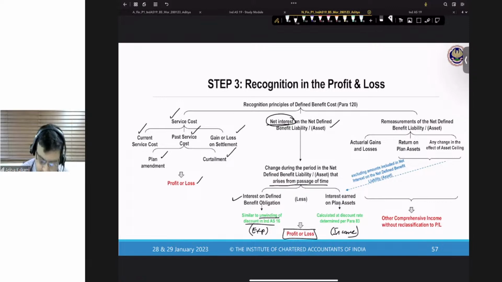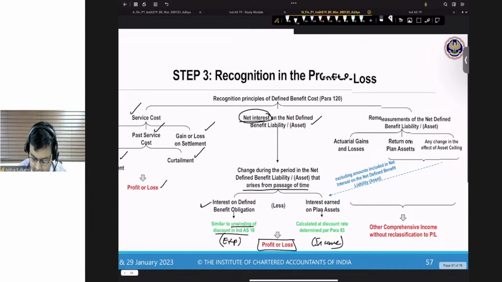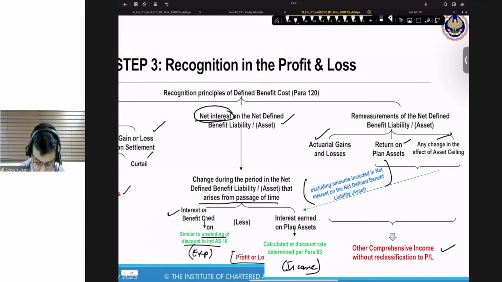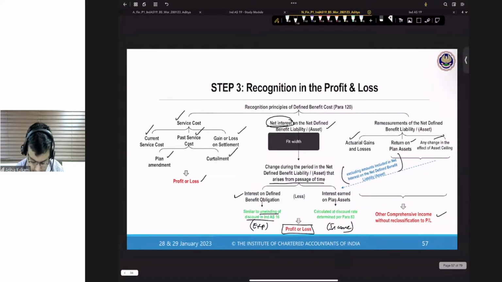Remeasurement of the net defined benefit liability, with actuarial gains and losses, return on plan assets, any change in effects of asset ceiling, these will be recognized in other comprehensive income without a reclassification to P&L. When you talk about any change in the effects of asset ceiling and return on plan assets, exclude the amounts which are included in the net interest calculation, because that is already hitting the P&L. So other than that, if there is any change in the return or effect of asset ceiling, you will recognize it in other comprehensive income without a reclassification to the P&L. Okay, so that is fairly simple. Yes, what goes where, recognition in the P&L. Net interest.